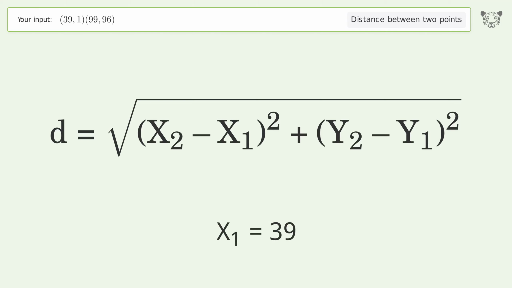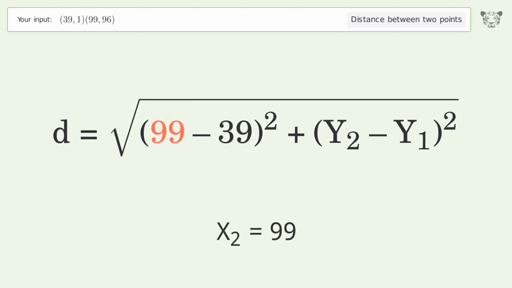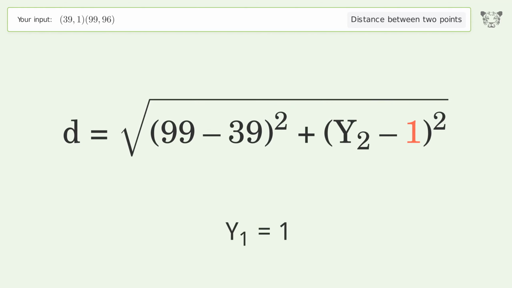x1 equals 39. x2 equals 99. y1 equals 1. y2 equals 96.